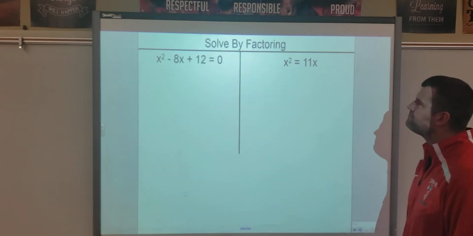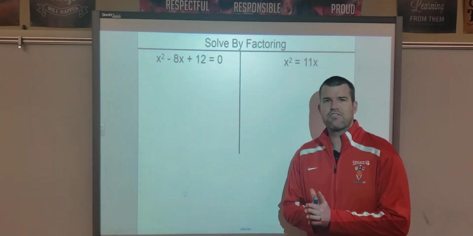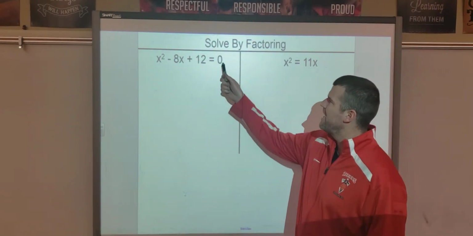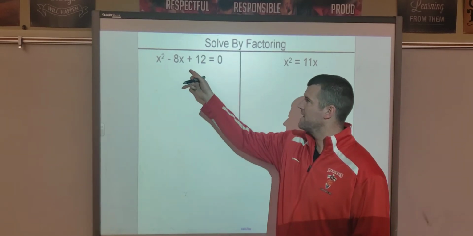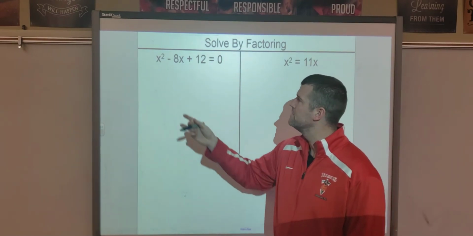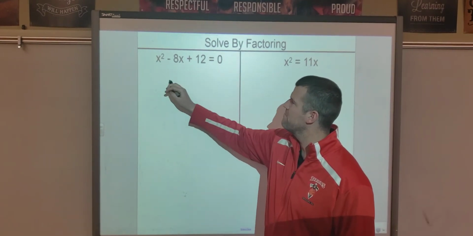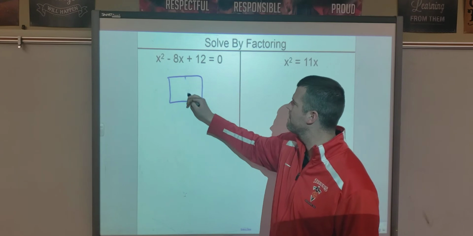Moving right along. So, we've got our 3 steps. The first step is we set it equal to 0. That is done. The second step is we're going to factor the side with the quadratic. So, I look for a GCF. No GCF, so I go straight to the box.